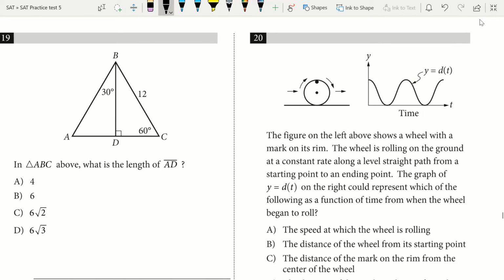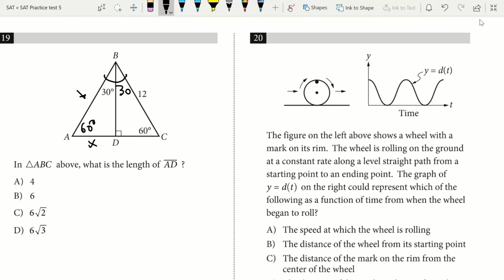Question 19, in triangle ABC above, what is the length of A to D? I'm going to represent that as X for efficiency's sake. I see I have a 30, 60, 90 triangle right here, right? So I can put 60 here, I've got 30 there, so now I can go ahead and solve. Well, I see that this is 60 when you add 30 and 30 up.